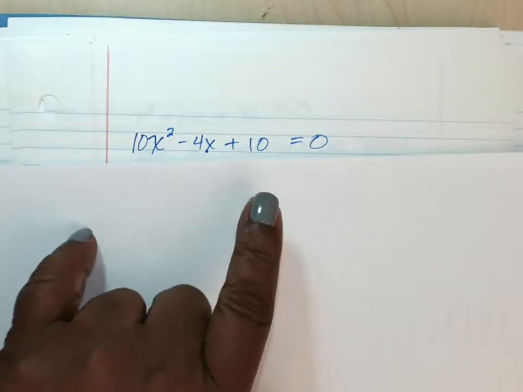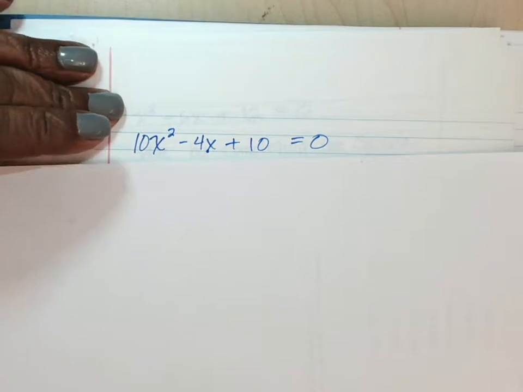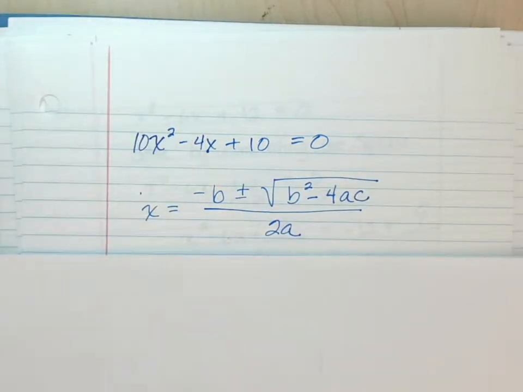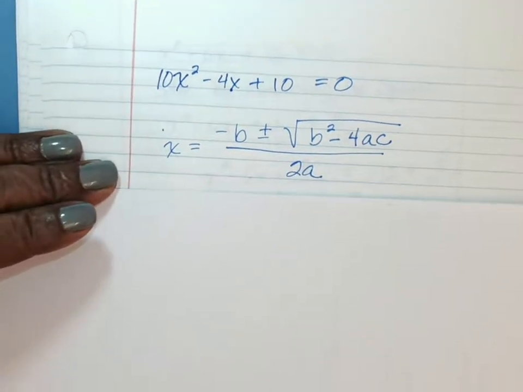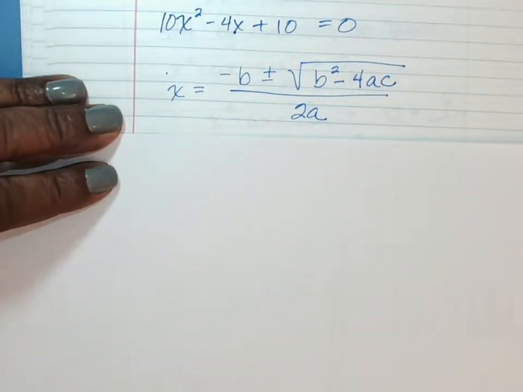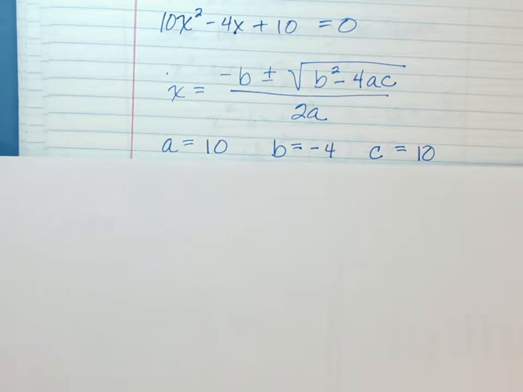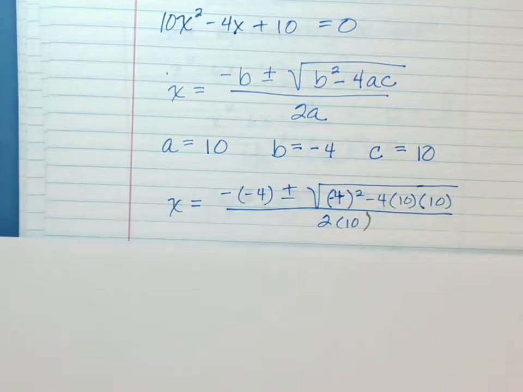I'm going to choose to solve it with the quadratic formula because I noticed that my b term of -4, I'd have to factor 10 out of that. That would give me a fraction. And if I don't have to, I don't want to do completing the square with fractions. Alright, so there's the quadratic formula. I'm going to identify a, b, and c and plug them in to the quadratic formula.